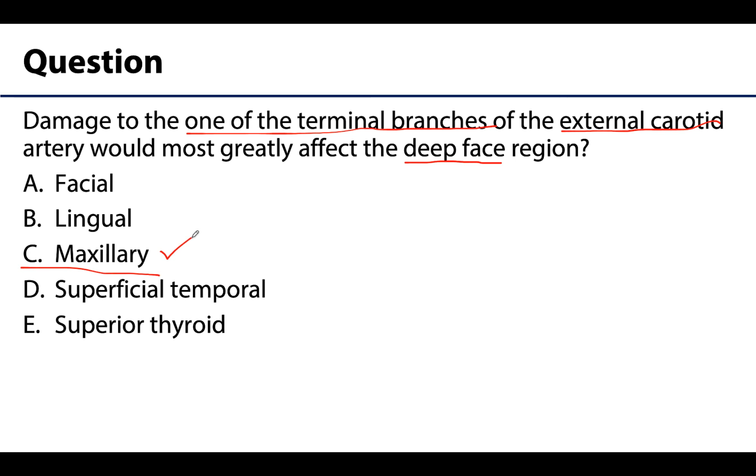The maxillary artery is the correct answer. It is both a terminal branch of the external carotid artery as well as the major supplier of the deep face. The superficial temporal artery is the other terminal branch of the external carotid artery but does not supply the deep face, or at least doesn't dominantly supply it. The facial artery also supplies the face, but as we mentioned, it is mostly the superficial face, and it's also not a terminal branch. The lingual artery is going to supply the tongue, and the superior thyroid artery will do what a good superior thyroid artery should and supply the superior portions of the thyroid gland.